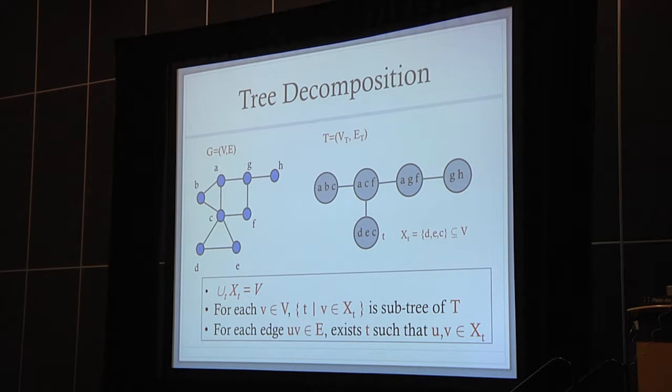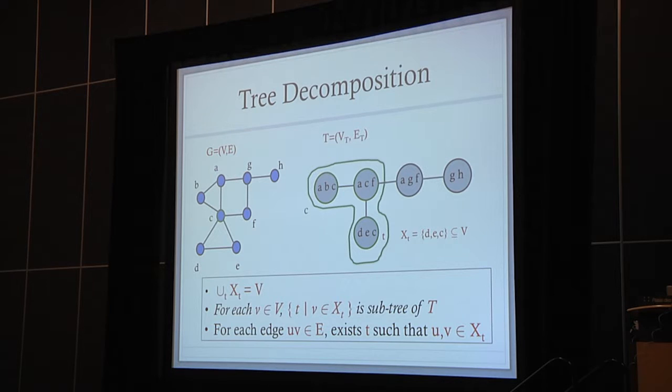Okay? The second important property is that if you look at any vertex of this graph and look at all the bags that contain that vertex, so C is here, C is here, C is here, they should form a subtree of the tree. Okay, a connected subtree of this tree decomposition.